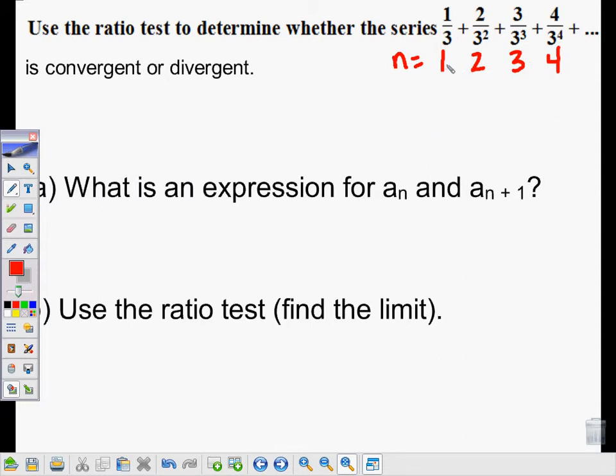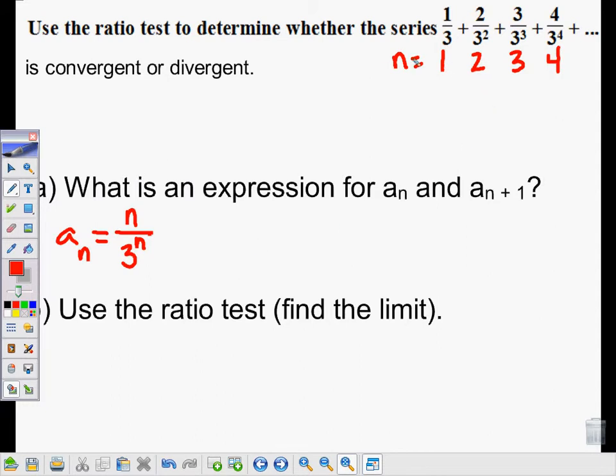I need to think to myself, what can I do to each of these values to get that term value? So what can I do to 1 to get 1/3? I would do the same thing to 2 to get 2 over 3 to the second, and so forth. What I have determined is that a sub n would be my n value divided by 3 to the n. Okay? Now, why does that work?